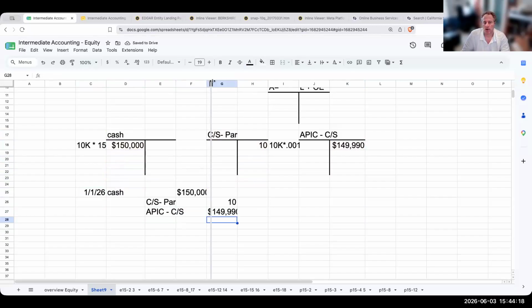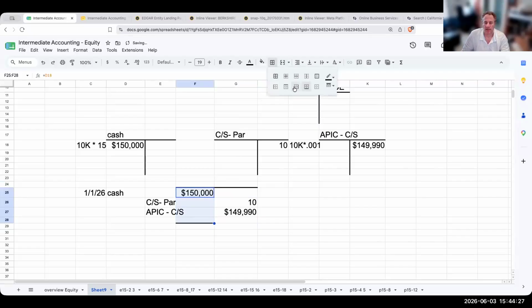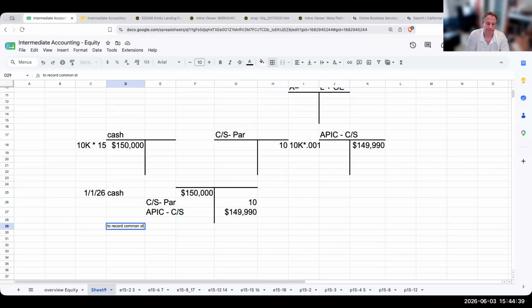149,990. And I always like doing the T accounts first because these come from the journal entry. Basically, this will come in from the T accounts. Okay, right over here, to record common stock issuance. I think I'm probably spelling this incorrectly, but that's okay.